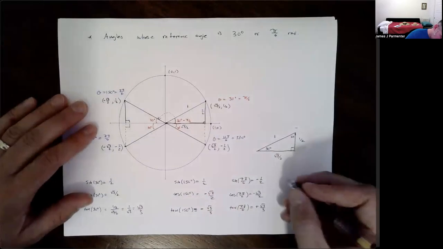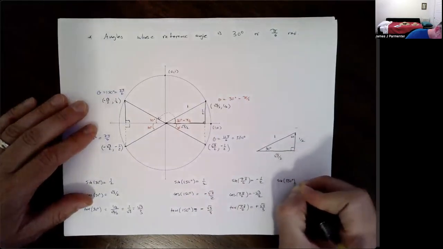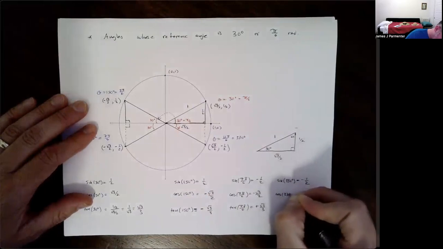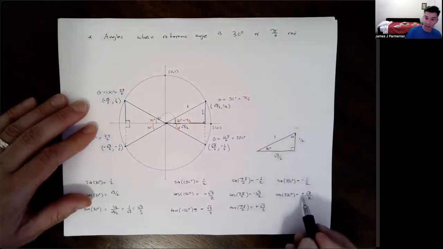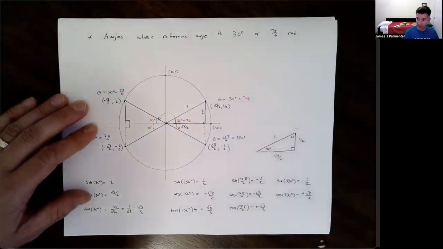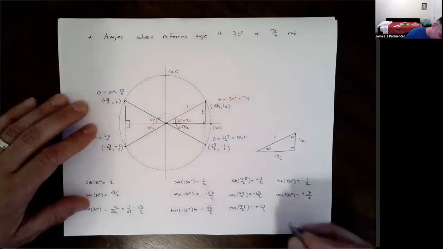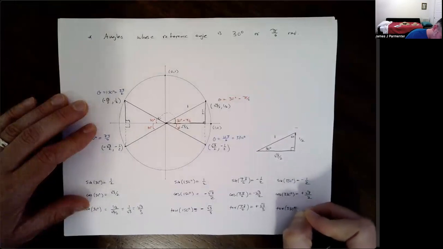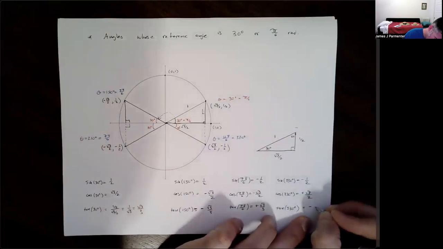Same deal. So sine of 330 degrees is negative 1/2. Cosine of 330 degrees is positive √3/2. You don't have to write the positive signs. I'm just being emphatic about the fact that this one's negative and that one's positive. And finally, not finally, tangent of 330 degrees or 11π/6 radians is negative √3/3.